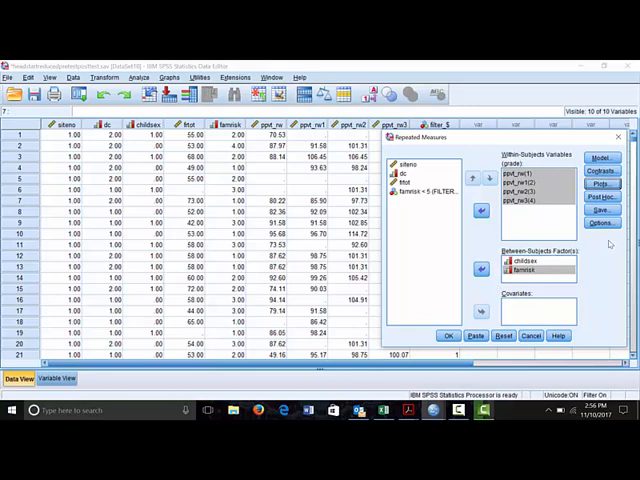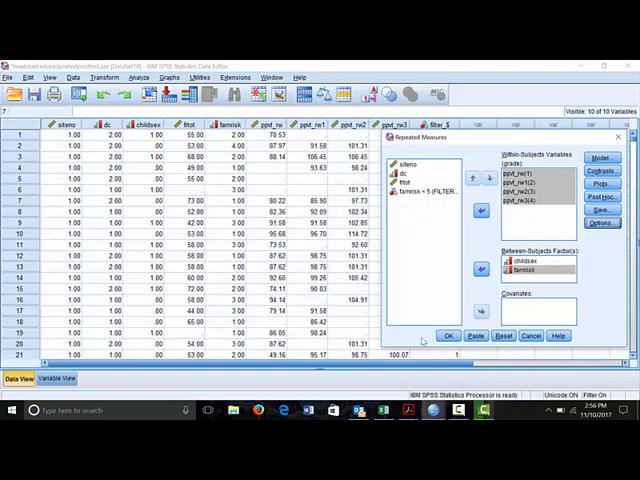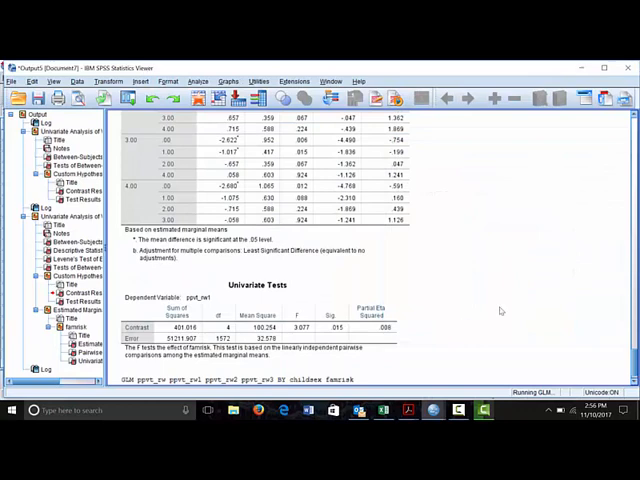We're going to come down here to options, and we are going to click descriptives, effect size, homogeneity tests. A number of people click observed power, but frankly I know that we have 1,500 subjects in this case, so we're going to have plenty of power. Click continue, and we're going to click OK.